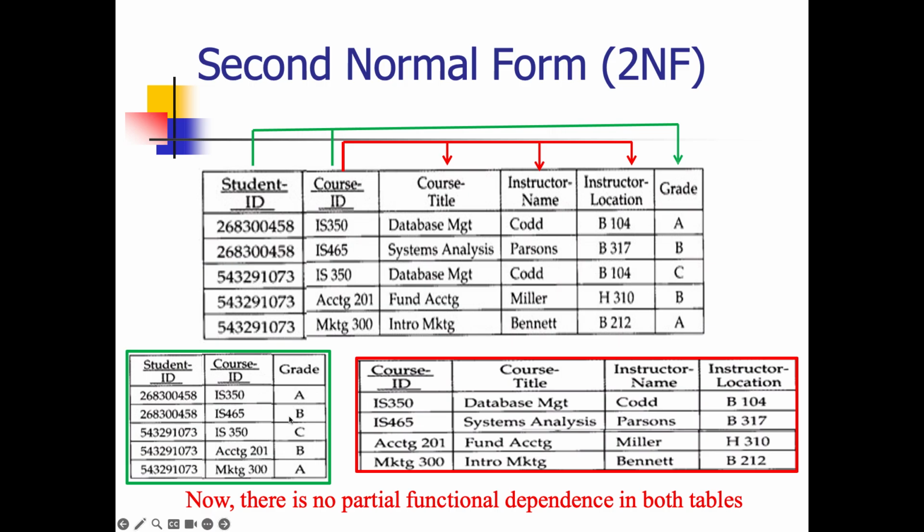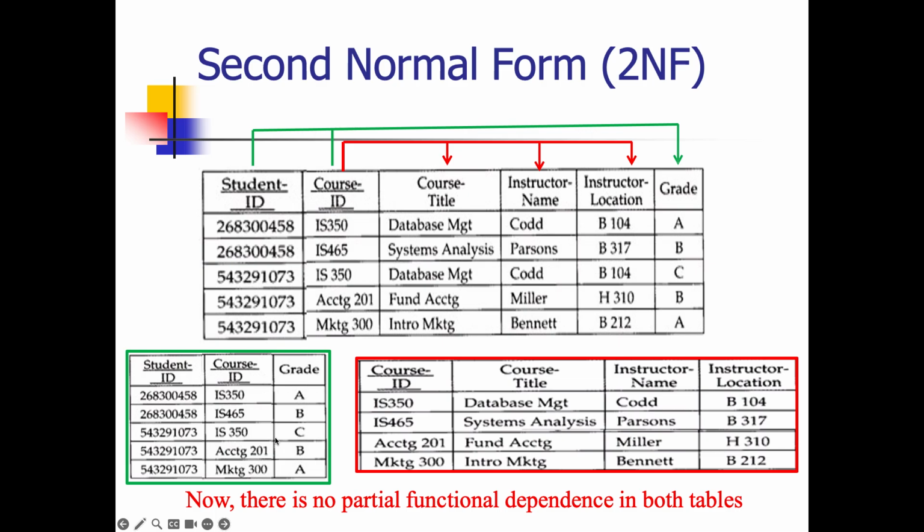One of them is 3NF, one of them is 2NF. This one is 3NF. Why? The green table here is in third normal form. Let's start with the 1NF. So this table is in 1NF. Why?